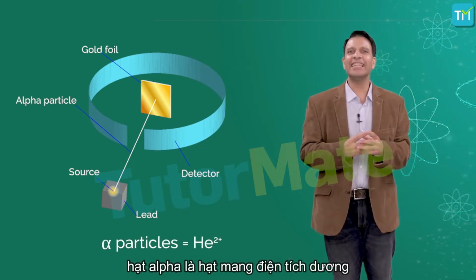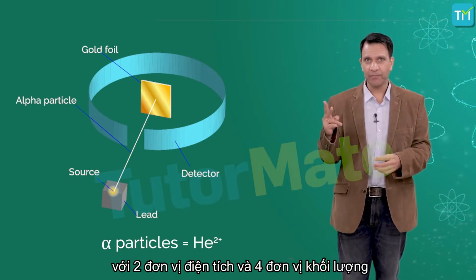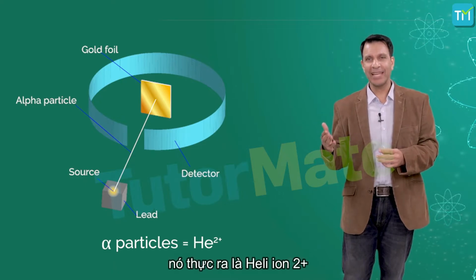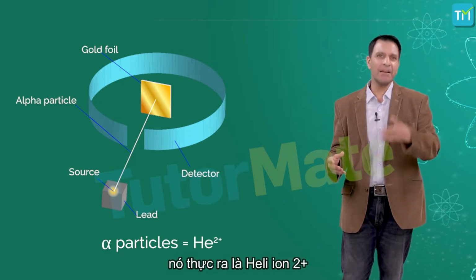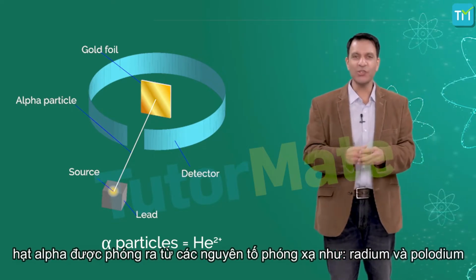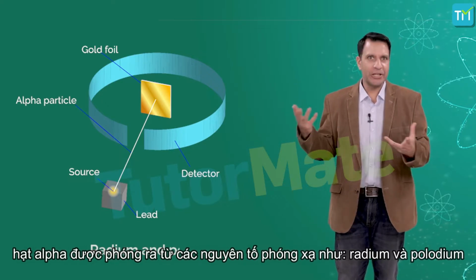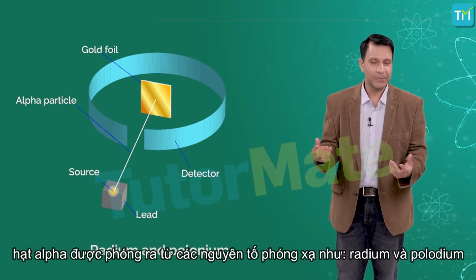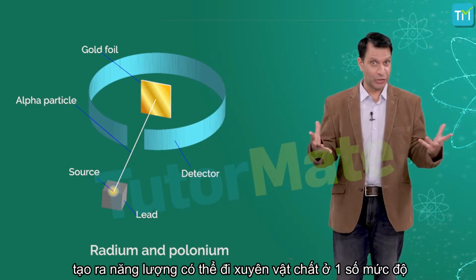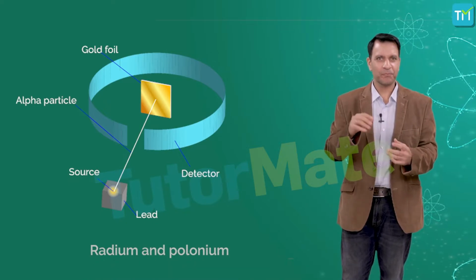An alpha particle is a positively charged particle having 2 units of positive charge and 4 units of mass. It is actually a helium ion with a +2 charge. Alpha particles are emitted by radioactive elements like radium and polonium. The fast-moving alpha particles have a considerable amount of energy. They can penetrate through matter to some extent.